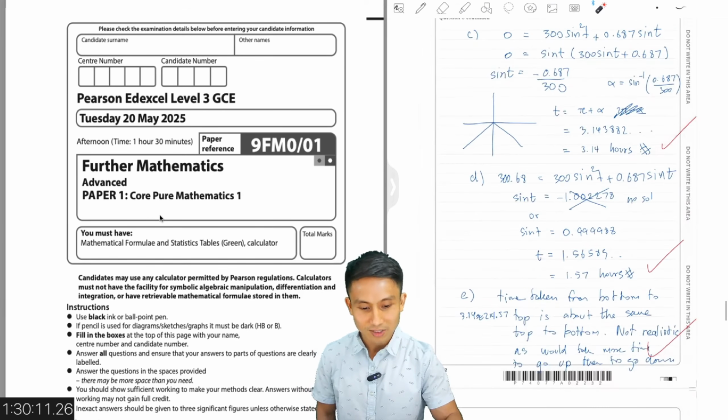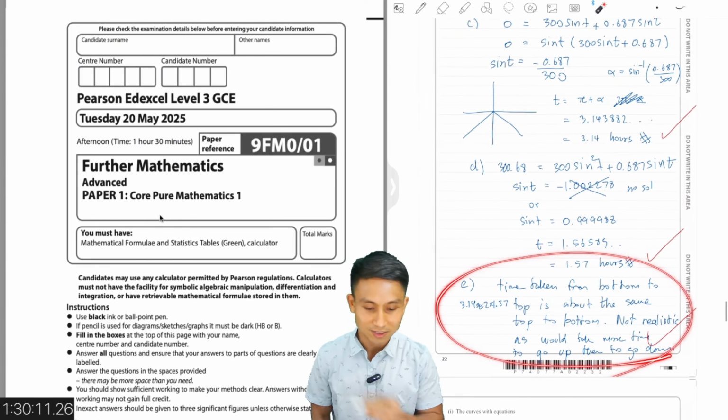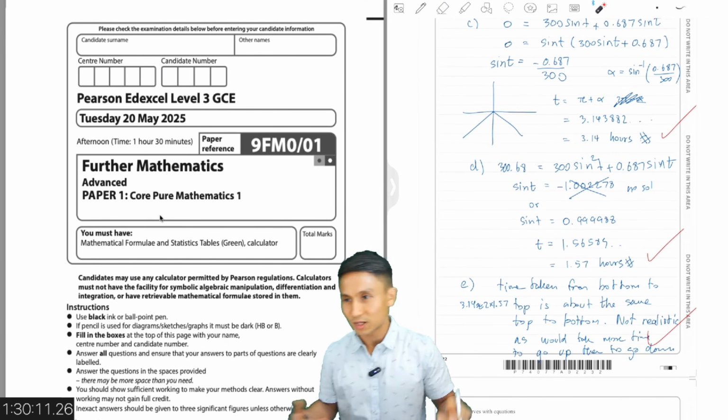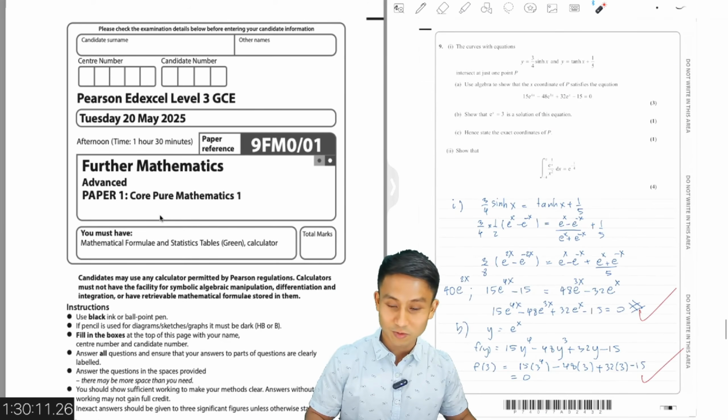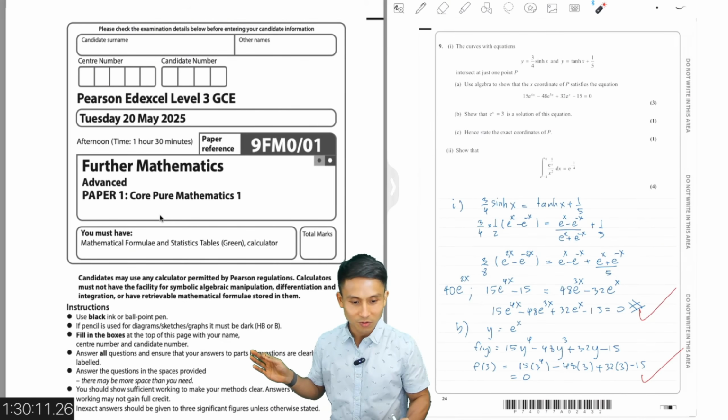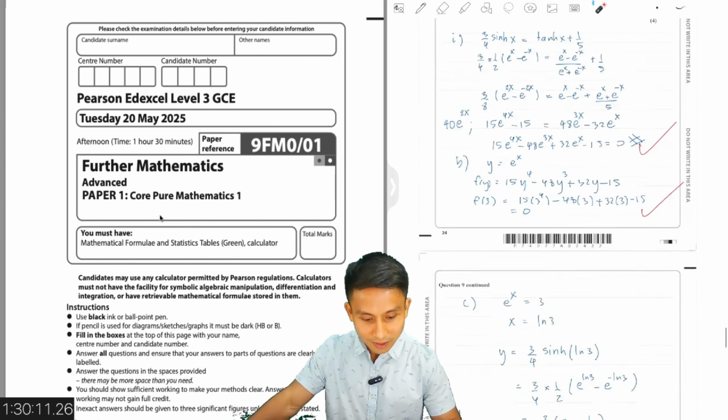And this one is correct, this one is correct, and this reasoning is correct for the model there. Because the time taken to go up is equal to that to go down, but it's not realistic.